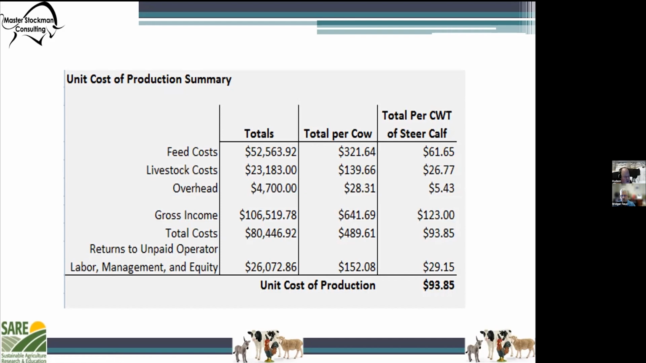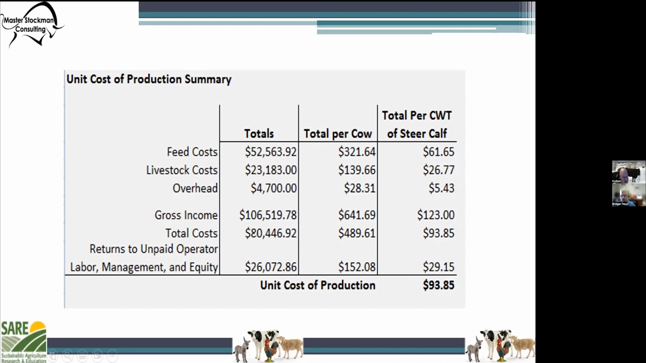So we talked about the unit cost of production. This is kind of what it might look like. We go through, and it doesn't matter how many animals you have or how many acres you have, it would look like this. This is for animals. We'd keep track of feed costs, livestock costs. In that livestock costs, there'd probably be fuel, tools, machinery, fencing supplies, stuff like that, some overhead, and then we're going to keep track of gross income.